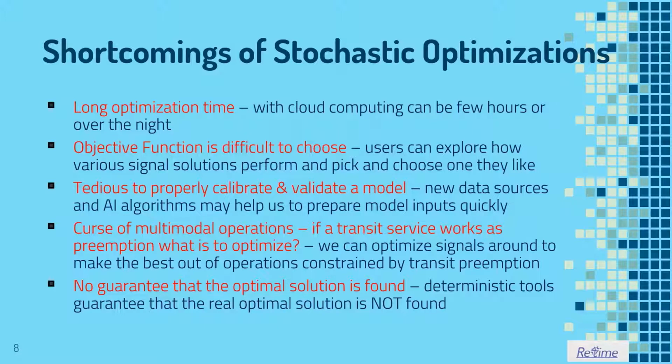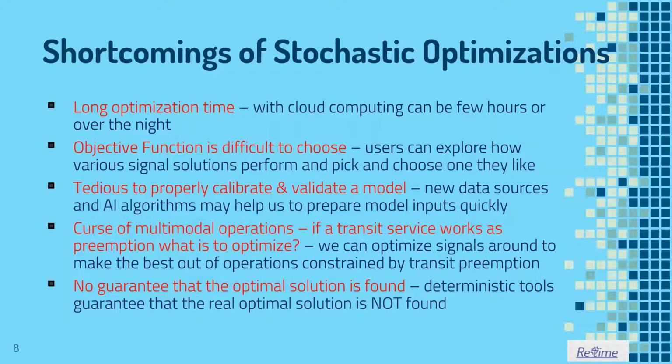And then sometimes the questions are, if I have transit which is preempted, what am I really optimizing there? And the answer to many of similar questions is, there's so many things around that you can actually adjust to the constraints which are given by that transit preemption. For example, there are so many other examples that can be mentioned at this point.